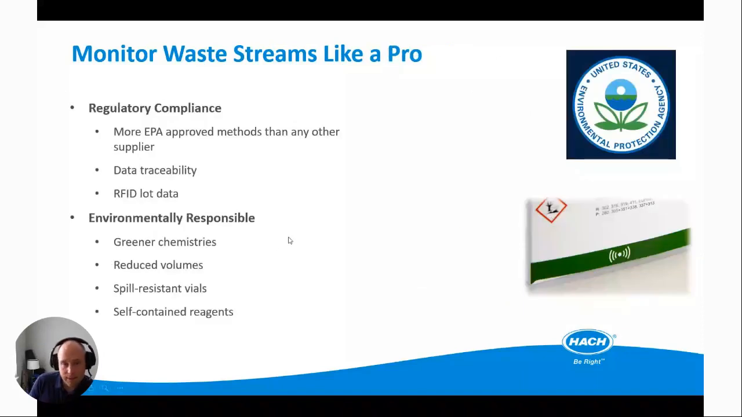Onto the other concerns, regulatory compliance. Like I said before, Hawk has more EPA-approved methods than any other supplier, and this ammonia procedure itself is EPA equivalent, and our other nutrient measurements are also EPA approved.